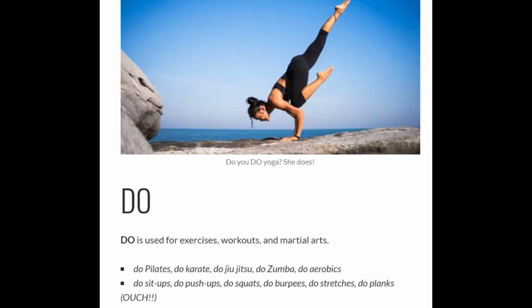The second one, we use the verb do. Take a look at the picture. Do you do yoga? She does, right? So, do is used for exercises, workouts, and martial arts. Examples: do Pilates, do karate, do jiu-jitsu, do Zumba, and do aerobics. Do sit-ups, do push-ups, do squats, do burpees, do stretches, do planks, ouch, right? So remember, we use the verb do, especially for exercises, workouts, and martial arts.